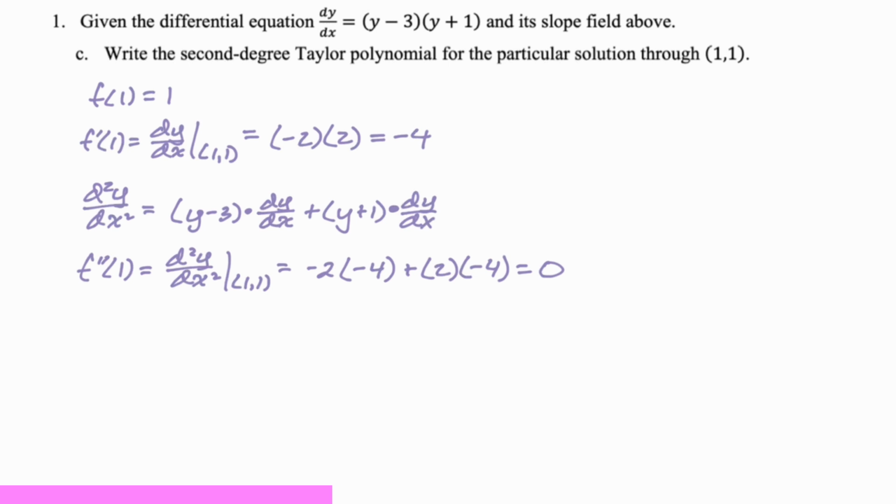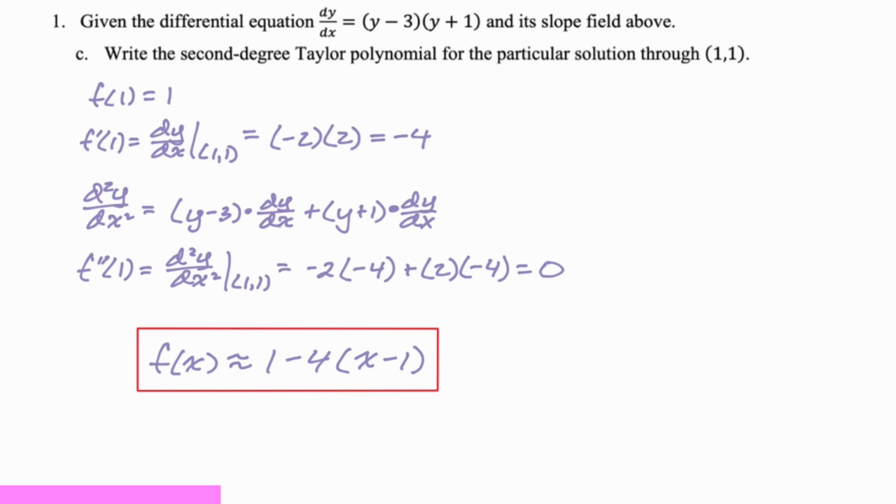Super annoying. Should have thought about that ahead of time, but I didn't, because I just write the problems and then I do them when I'm making the videos. So the second degree Taylor polynomial is actually the same as the first degree Taylor polynomial here. So it's actually just this tangent line. 1 minus 4 quantity x minus 1. I don't know. We did all the work. I mean, that's what was required. So there you have it.